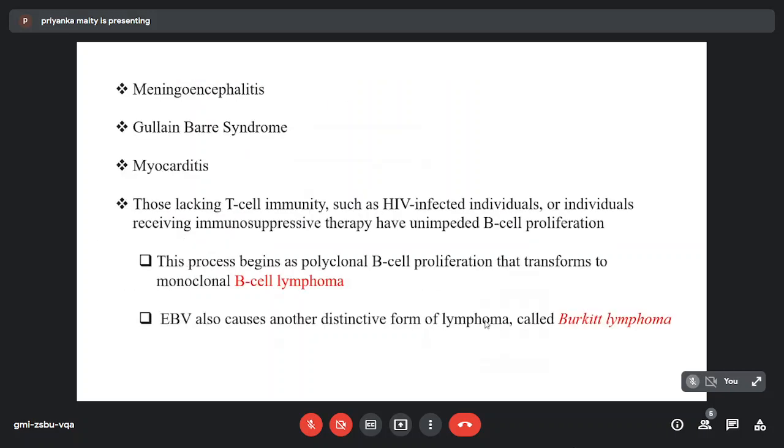There can be meningoencephalitis, Guillain-Barré syndrome, myocarditis. Those lacking T-cell immunity, such as HIV-infected individuals or individuals receiving immunosuppressive therapy, have unimpeded B-cell proliferation, which may lead to B-cell lymphoma or Burkitt lymphoma.